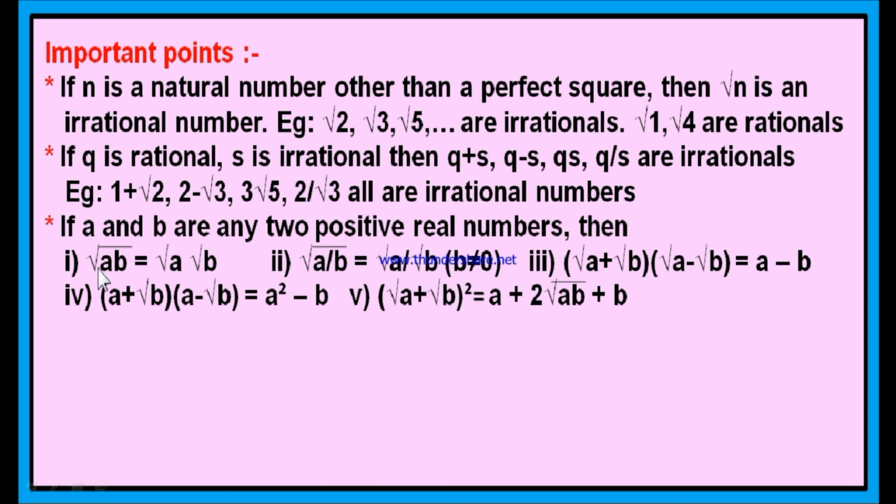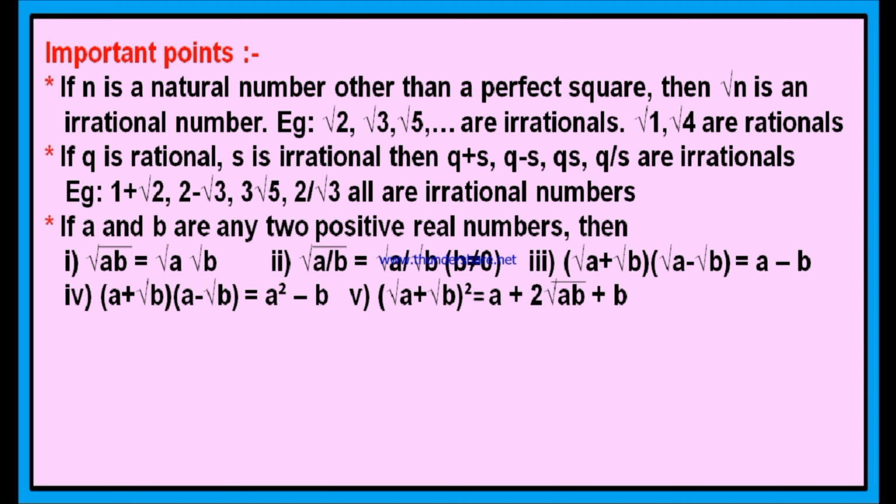For example, if I have given root 6, you can write 6 as 2 into 3. Therefore, root over 6 means root over 2 into 3, which is equal to root 2 into root 3. Understood? Similarly, root over 3 by 2 is equal to root 3 divided by root 2. Understood? Similarly, here in this case, root 3 plus root 2 into root 3 minus root 2 is 3 minus 2. You can use all these properties in order to solve problems from this chapter.